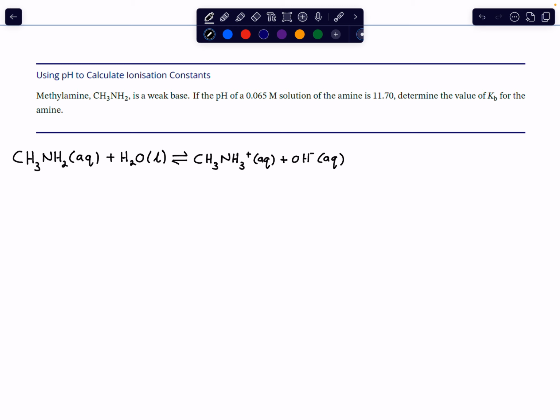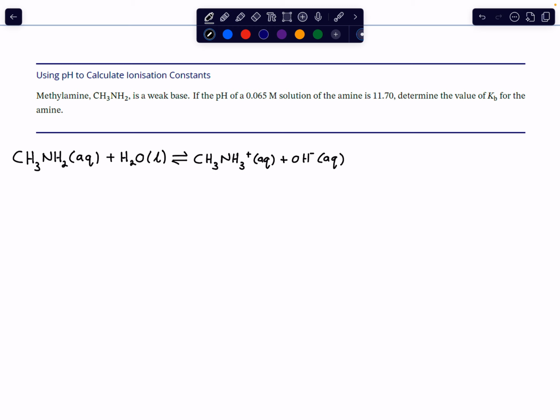I've gone ahead and written down the equilibrium for this amine in water. We're told it's a weak base, so it will act as a Bronsted-Lowry base with water. Water will act as the acid and protonate it, leading to an equilibrium where there's a protonated conjugate acid of the amine, and of course hydroxide will form.